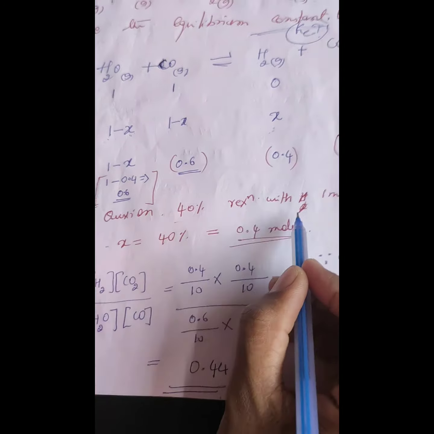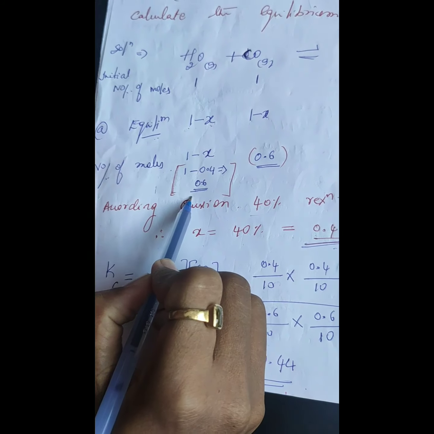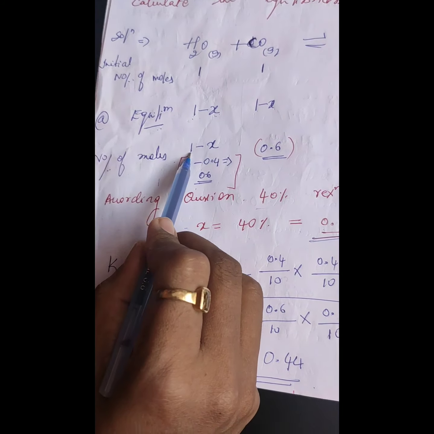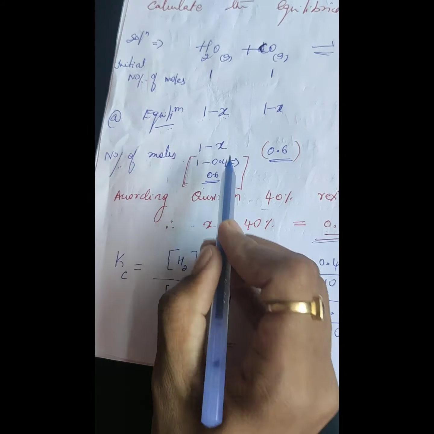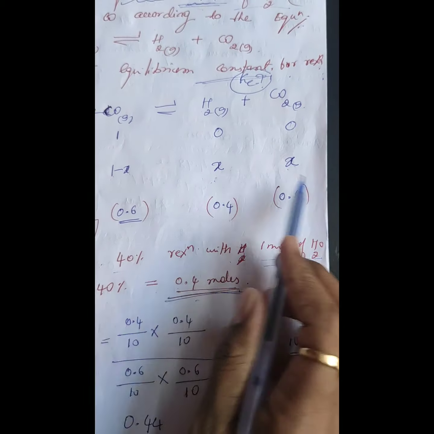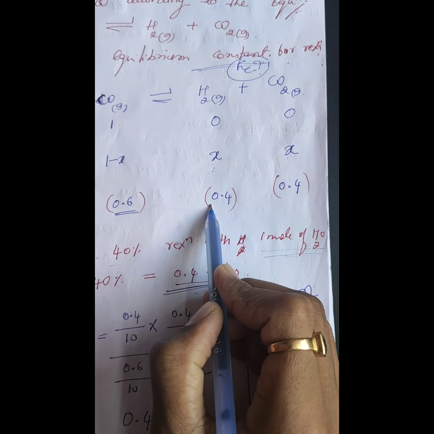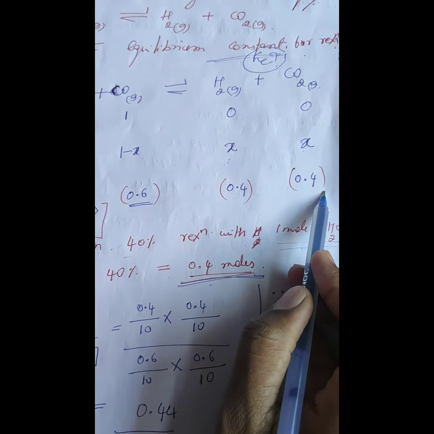Hence, just substitute the value of X. Based on that, you will get the number of moles remaining at equilibrium. 1 was initially taken, X was reacted, and the value of X is 0.4, so the remaining will be 0.6. Similarly, carbon monoxide is also 1 minus X, so 0.6 will be remaining. How much hydrogen and carbon dioxide is produced? X moles, so the X value derived from the given data is 0.4 and 0.4.